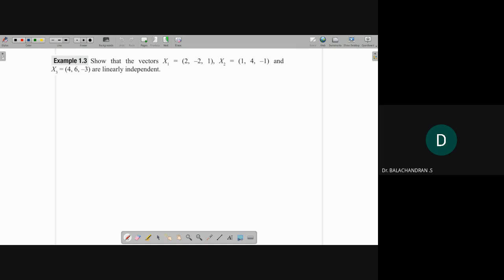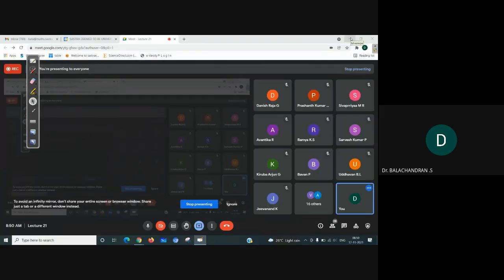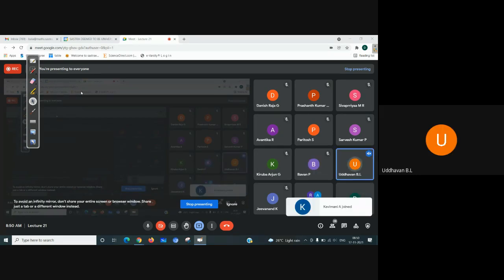So how did you try? Did everybody try this problem? If you got the answer, you can tell. How did you approach it? Using the third method, sir. Third method means which method? Sir, converting this into a matrix and then taking the determinant. If the determinant is not equal to 0, then they are linearly independent.